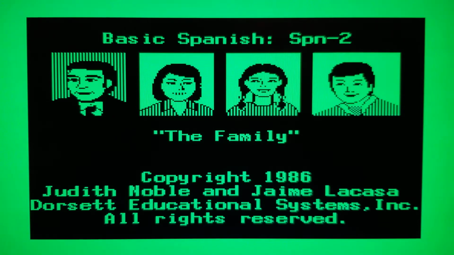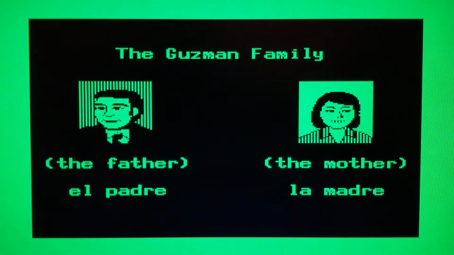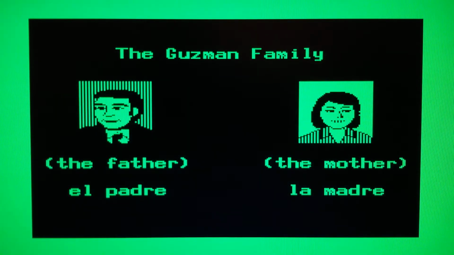Basic Spanish, Program 2, The Family. Let's meet the Guzmans, a Hispanic family.